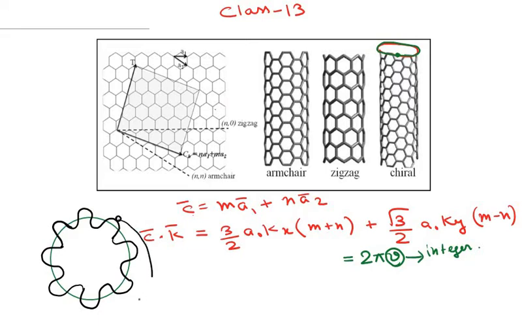Okay, so at any point if you look, once the wave function completes one loop around the circumference of this cylinder, it should go to the same phase, or it should go to its same value. Okay, so that is why this product should be an integer multiple of 2 pi.